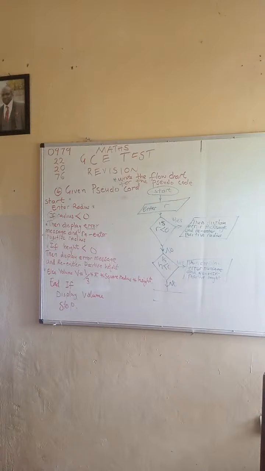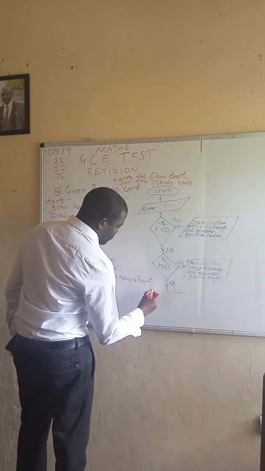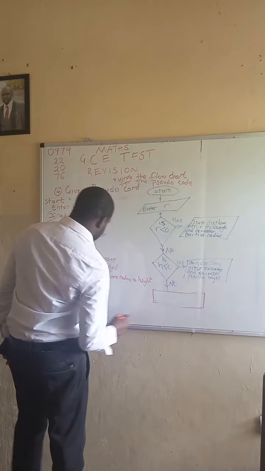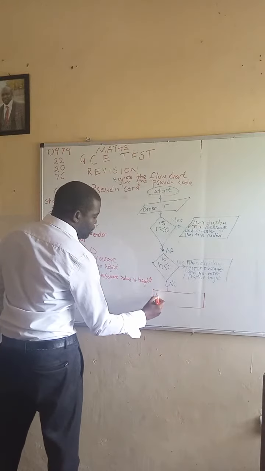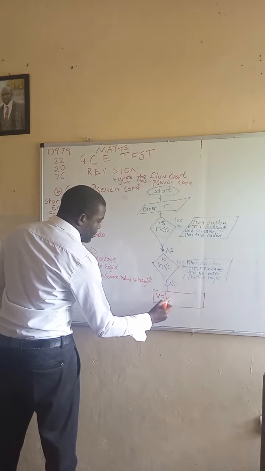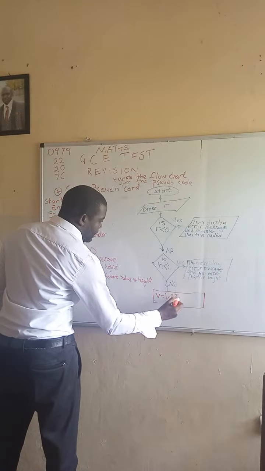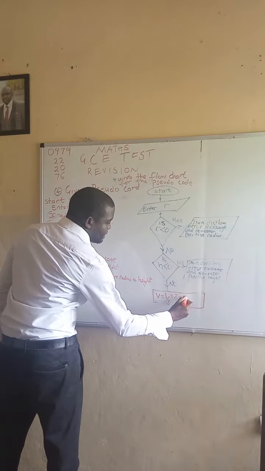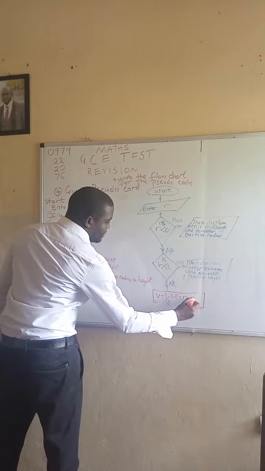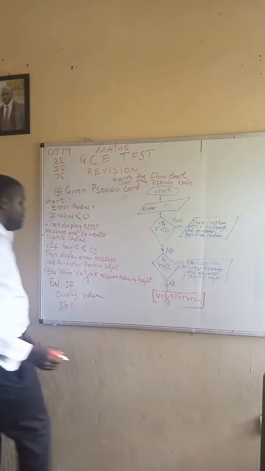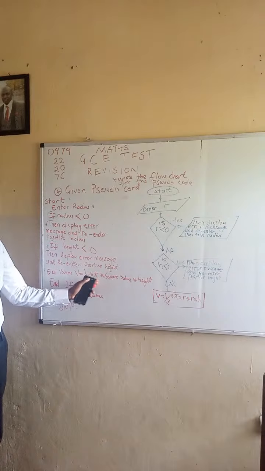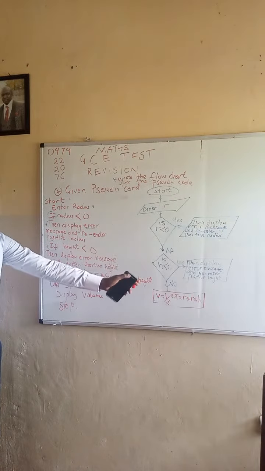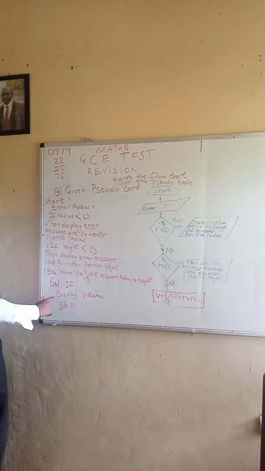Let's try to use another color, hopefully it works. So this thing is like this. The formula, this formula now we bring it in here. Volume is equal to 1/3 times pi times radius squared times h. Radius squared means multiplying the radius twice, so radius times radius times height.